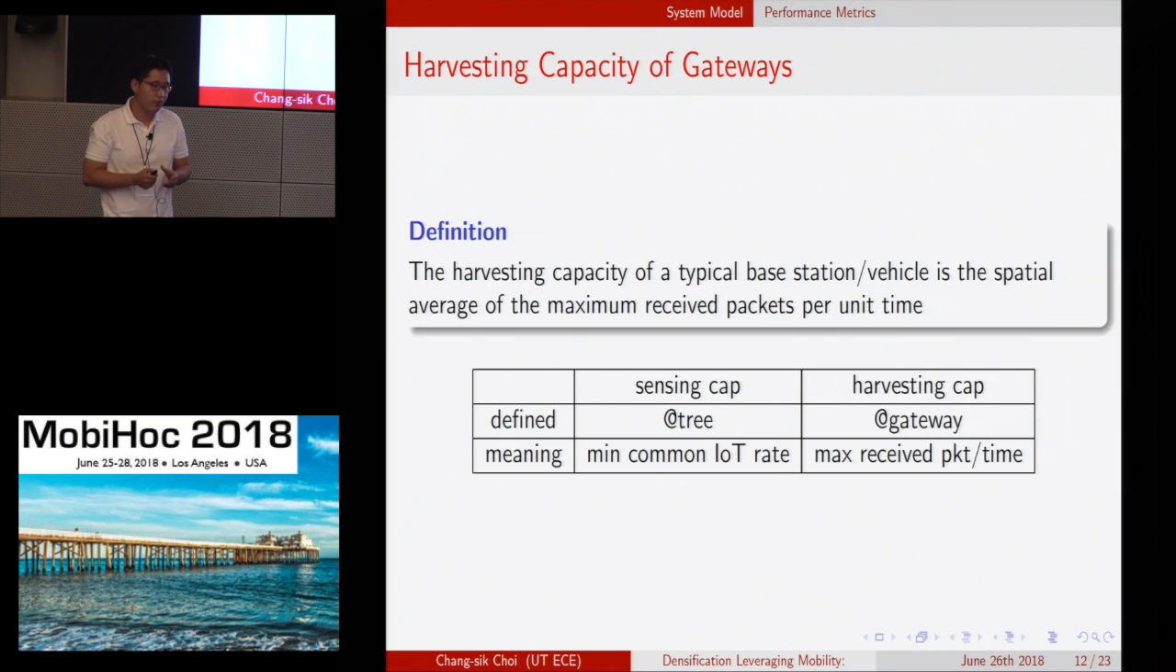If the IoT node has a higher rate than this value, then the tree will collapse and the network is unstable. The harvesting capacity is the maximum received packets per unit time at the gateway. So it's related to the sensing capacity, and I will explain it to you.